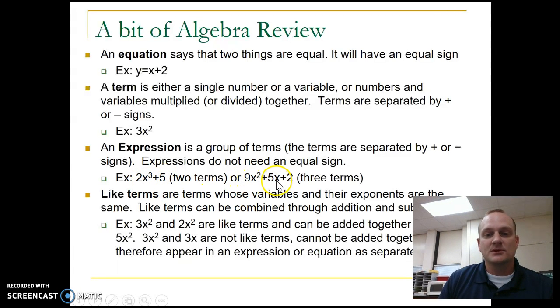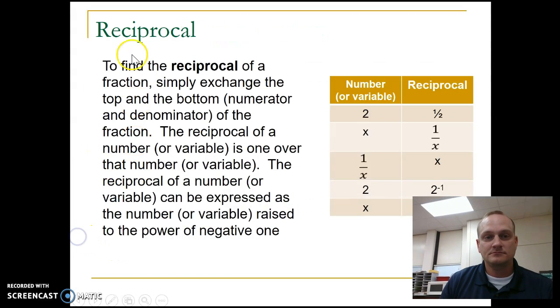Here, 9x squared plus 5x plus 2 is three terms: 1, 2, 3. Like terms are when variables and their exponents are the same. Like terms can be combined through addition and subtraction. So 3x squared and 2x squared both have x squareds to them. They are like terms. I can add them together and get 5x squared.